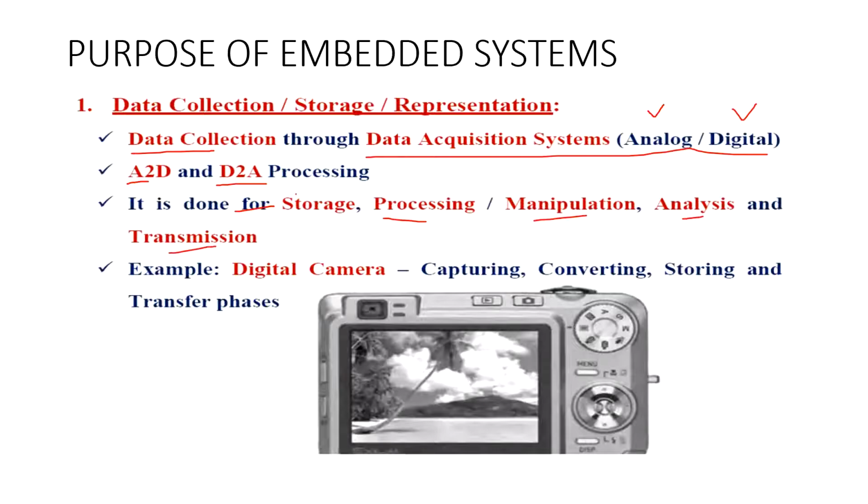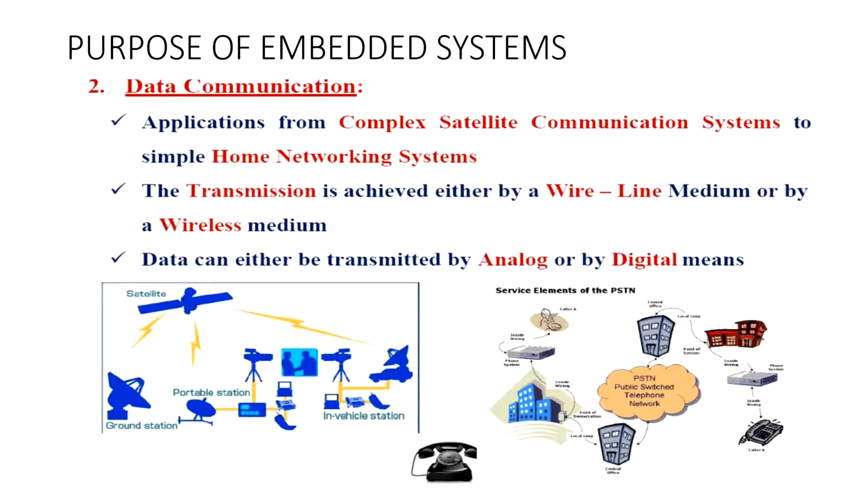So why do we collect the data? It's collected for storage, for processing, for manipulation and for analysis, and at the last we are going to have a transmission. An example is the digital camera. Why do we use a digital camera? We use the digital camera for capturing, converting, and storing an image and for transfer phases. So for data collection we have a simple example, a digital camera, which many people utilize.